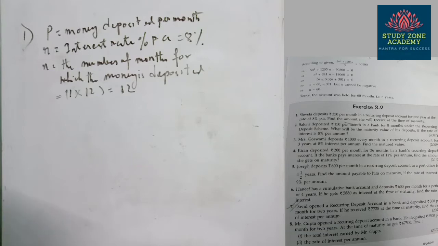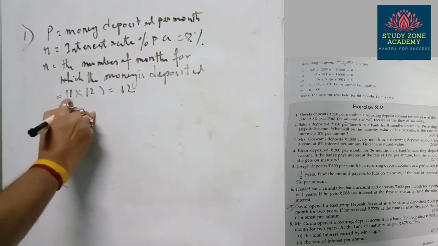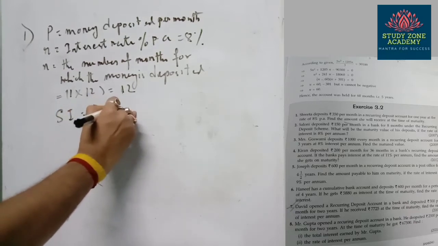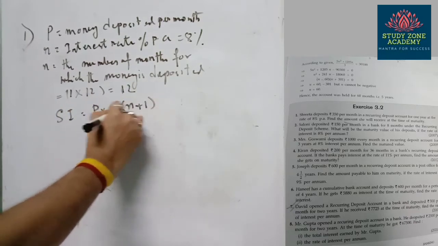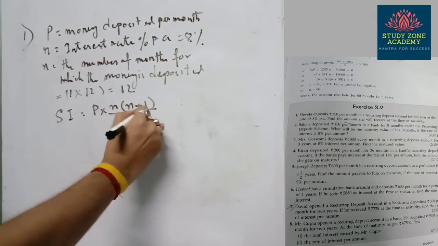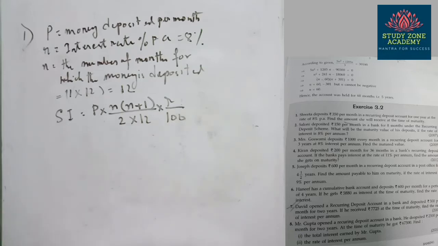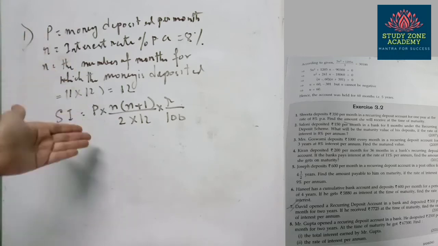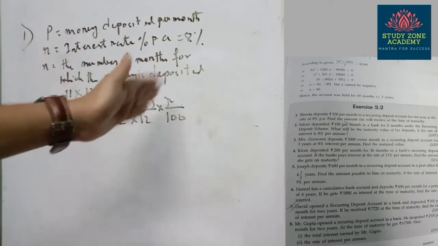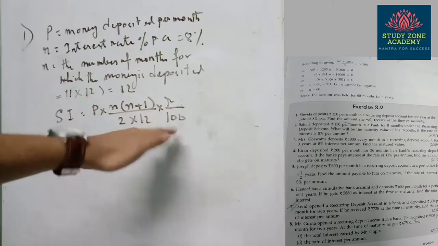Let us proceed with the sum. Find the amount she will receive at the time of maturity. First, the formula. SI equals P into N into (N plus 1) into R by 100, divided by 2 into 12. I hope it's clear to you. We are using the formula SI equals P into N (N plus 1) into R divided by 2 into 12 into 100. Fine.